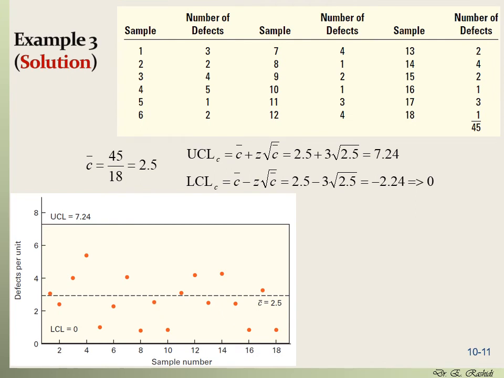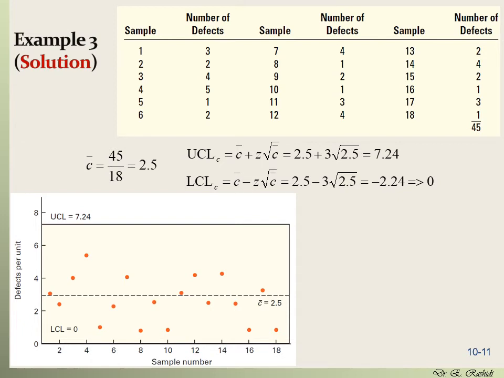Let's see how we can solve this problem. First of all, this is a C chart problem because we can count the number of defects per roll of wire, but we cannot count the number of non-defects per roll of wire. So this is a C chart.